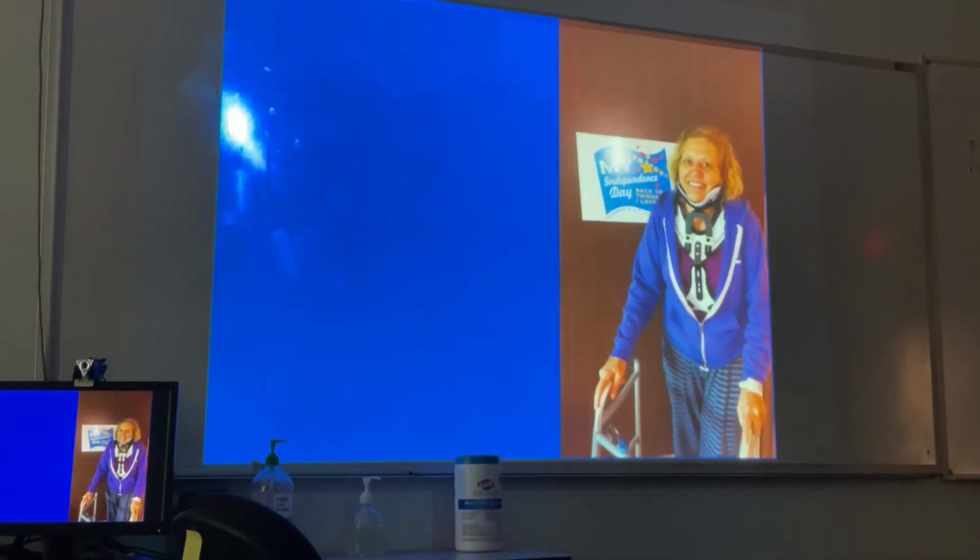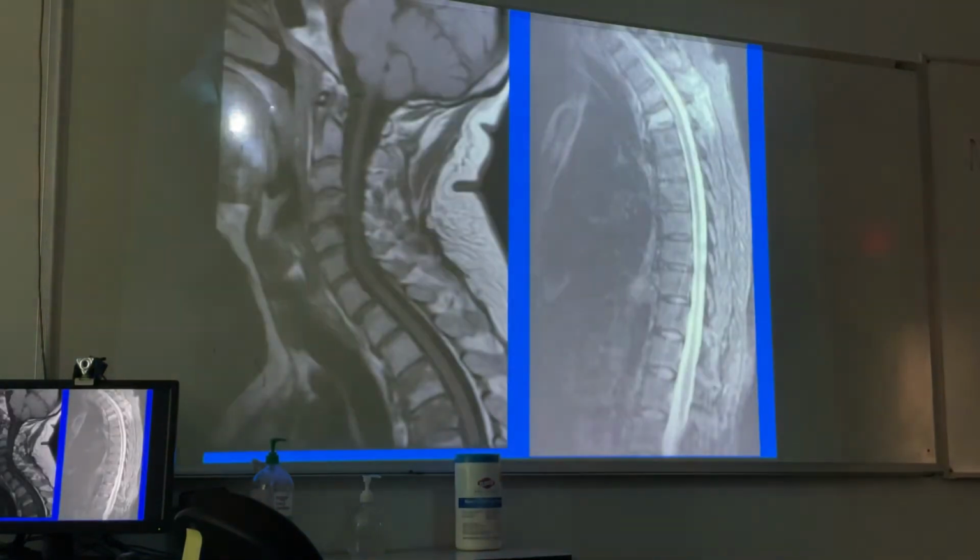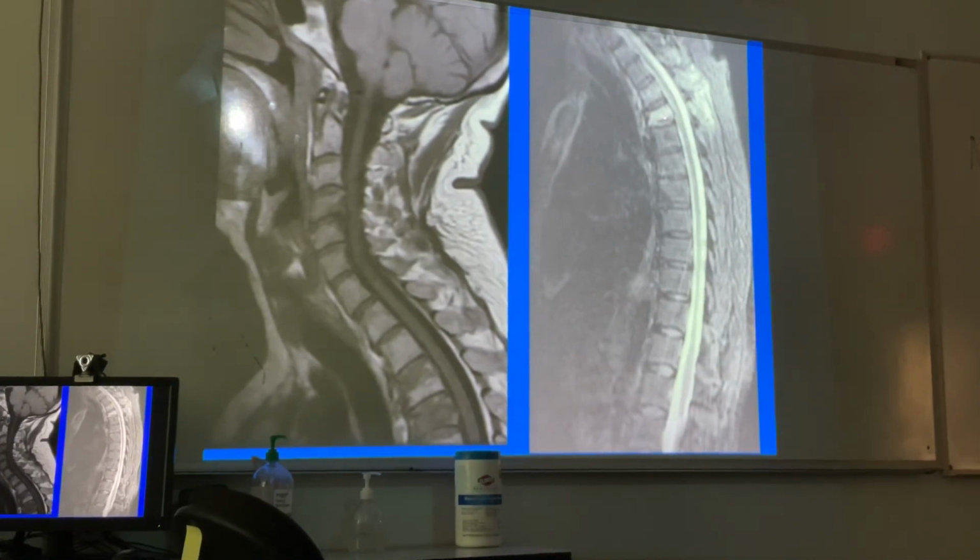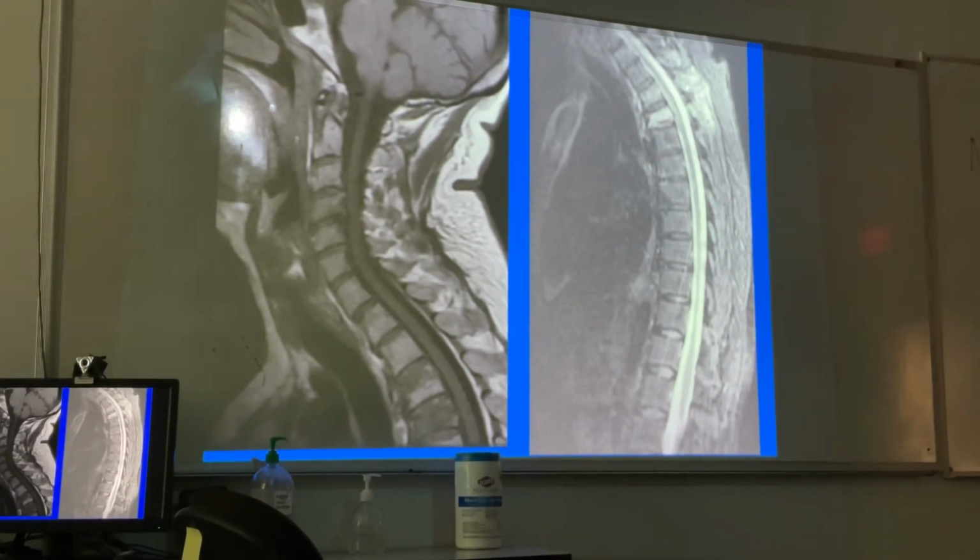There's the brace. So back to what's important: increased signal intensity, paraspinal muscle spasm.